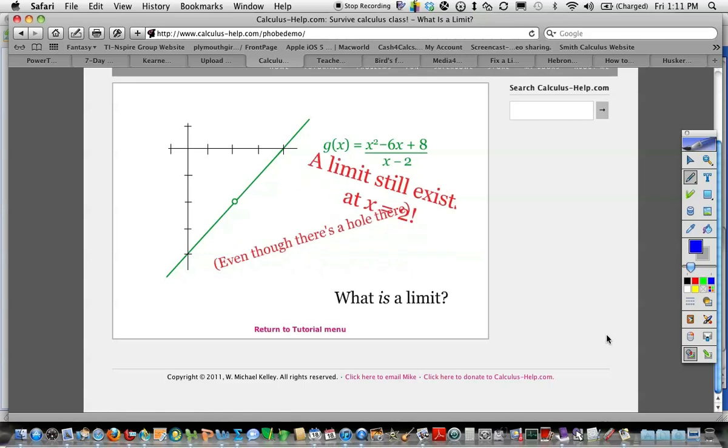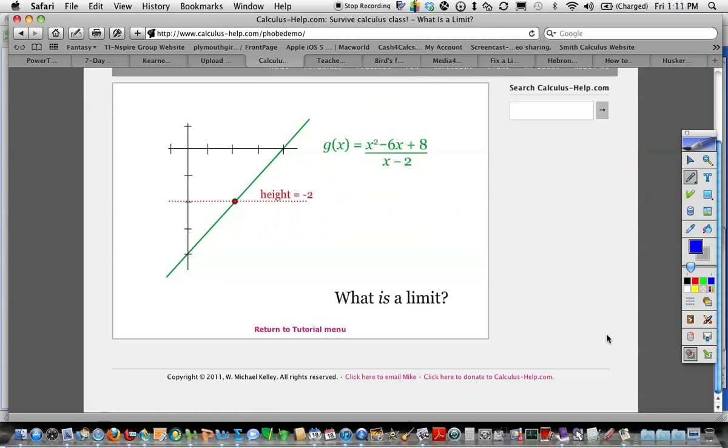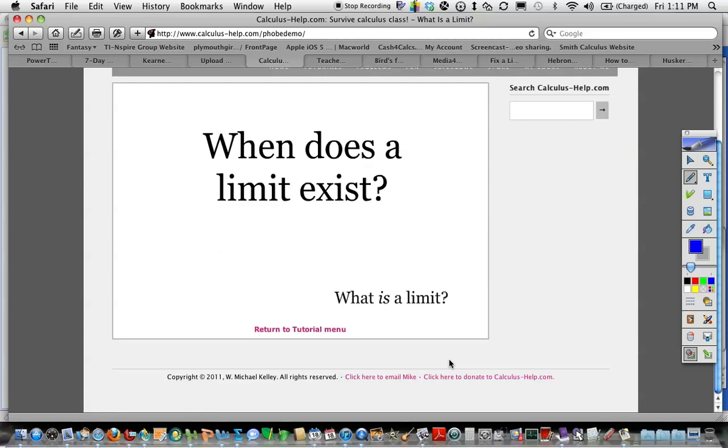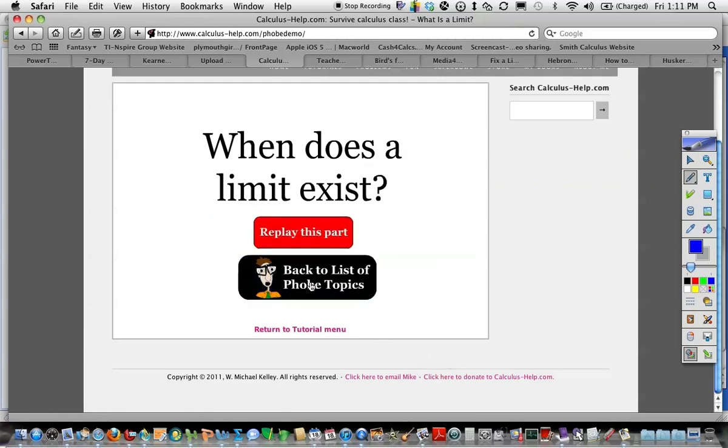Clearly, the graph intends to reach a height of negative 2 when x equals 2. Even though that graph doesn't actually reach that height, it doesn't matter. The limit still exists, and we can say that the limit as x approaches 2 of g of x is equal to -2. This begs the question, when exactly does the limit exist? We examine that in the next module.